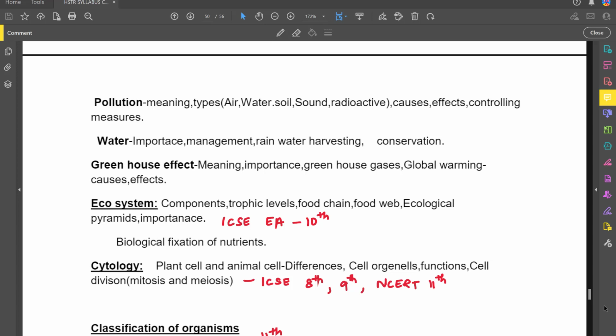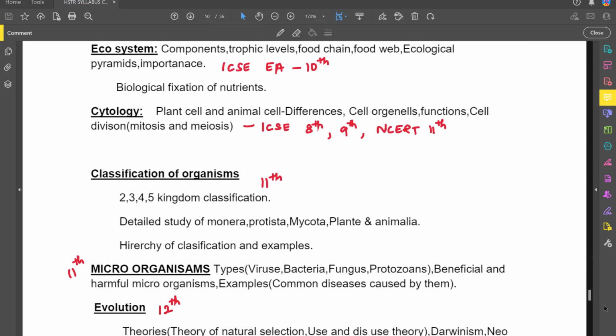Okay, next is cytology. Cytology, I have seen this in ICSE 8th, 9th books also, and of course it is there in the PUC first year book also. Next, classification of organisms, it is there in the PUC first year book. The entire portion you will find there. Microorganisms also you will find in the PUC first year book.